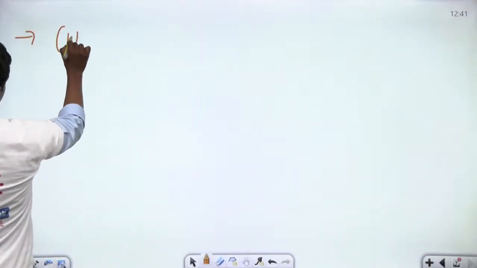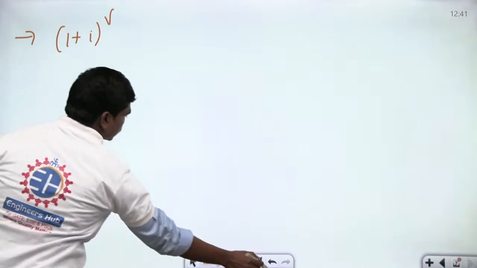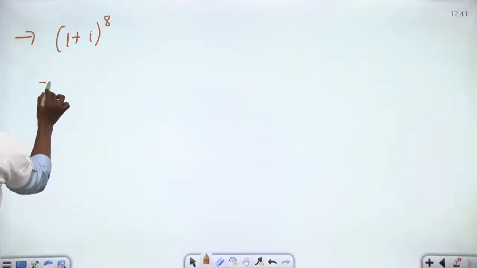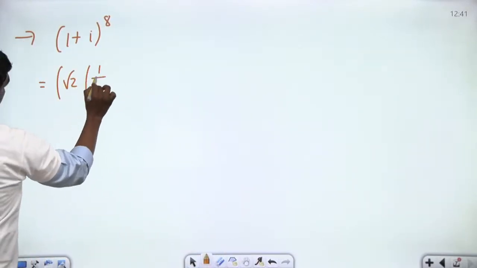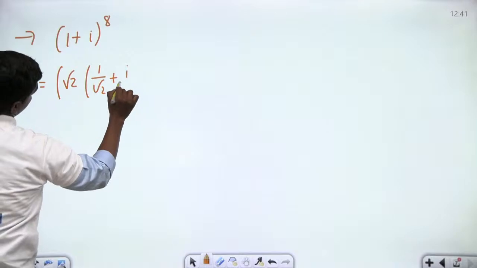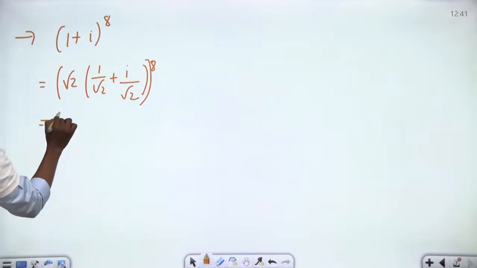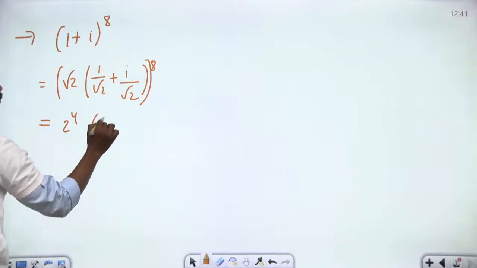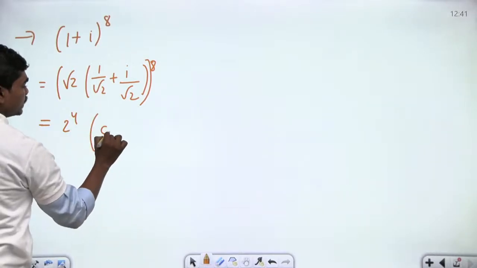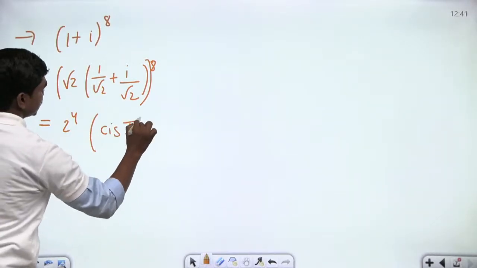They are asking you for (1 + i) whole power 8. So this can be written as root 2 into (1 by root 2 plus i into 1 by root 2) whole power 8. And this is equal to root 2 power 8, which is 2 power 4, into (cos pi by 4 plus i sin pi by 4) whole power 8.